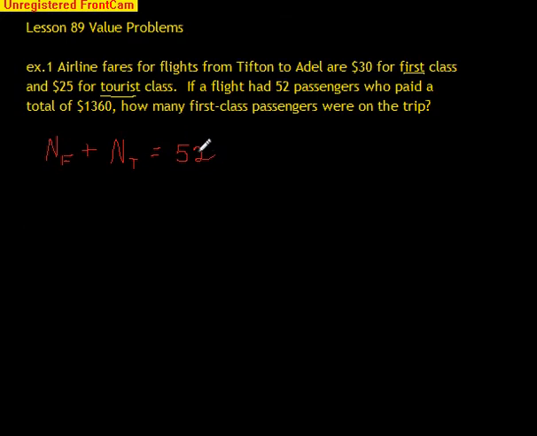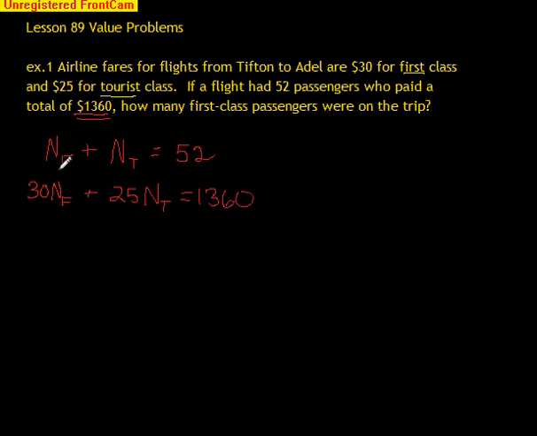The second equation, doesn't matter which one you do first, but the second equation is your value. You can see we're dealing with dollars. So your second equation has to do with dollars. Every single term has to do with dollars. So we have $30 for first class, so it's going to be 30 times the number of first class. And then we have our tourists, which were $25 for number of tourists. It's always good to line these up, have the same variables line up. Equals our value, which is $1,360.